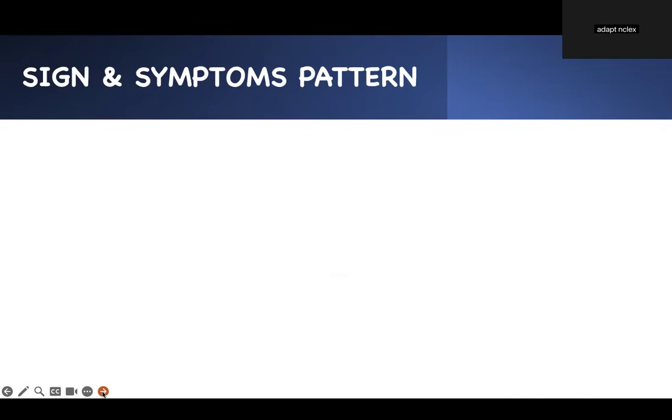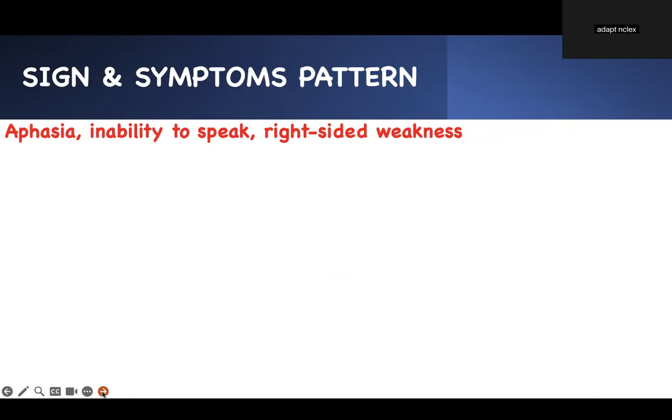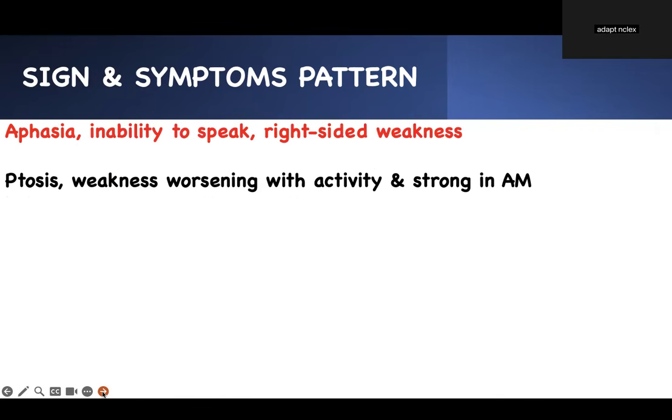They are pattern recognition. What do I mean? I give you a patient who has aphasia, inability to speak, right-sided weakness. Put down in the comment and tell me one thing that came to your mind. Patient has ptosis, weakness worsening with activity, and they're strong during the day. Tell me one thing that came to your mind. Patient has asterixis, confusion and elevated ammonia. I would like to know the first thing that came to your mind. Pattern recognition, signs and symptoms.